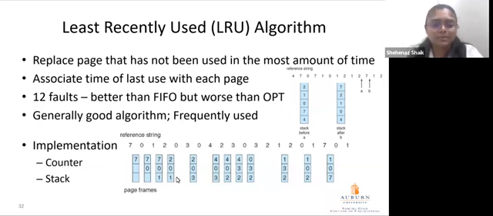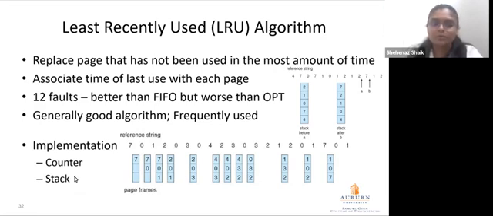Okay? So that way, whenever we want to replace a page, whenever we want to identify a victim page which is already in memory, we should be able to go over the entire list of pages in memory and see which of those pages has the highest counter value, or in other words, which is the one which is not used recently. And we should be able to simply replace that page with the newly arriving page. Okay? So that is the counter-based implementation.